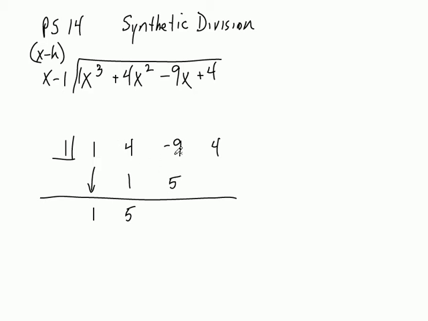Now, what do you do with these? You add these up. It's negative 9 plus 5, which is negative 4. Okay, you do it again. What's the next step? Right, 1 times -4. You got it. 1 times -4 is -4, and you put it under here. You add these up. What do you get when you add those up? 0. So now, this right here is your remainder.